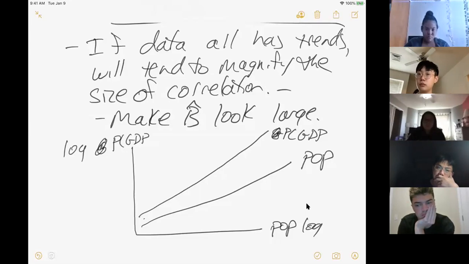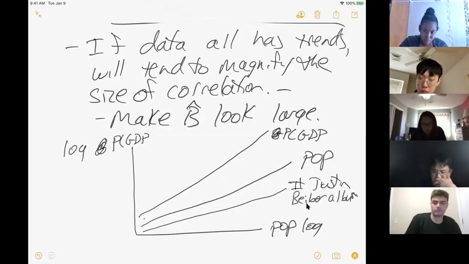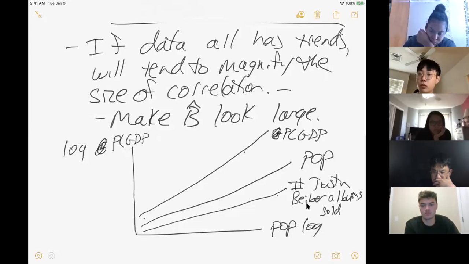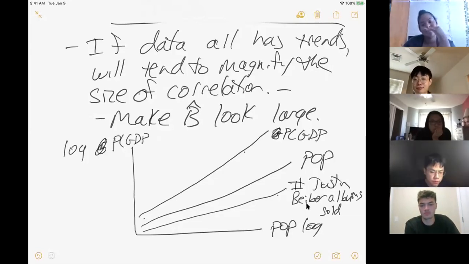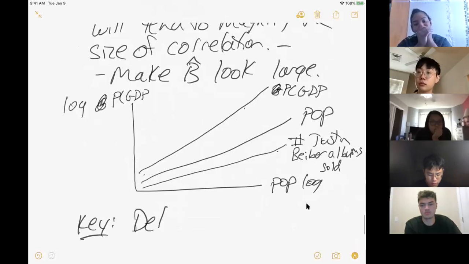Likewise, I could have a different graph here. Let's say that this is the number of Justin Bieber albums sold. That's also going to have a positive trend and tend to go up over time. So what happens if I calculate the correlation between the number of Justin Bieber albums sold and population growth? I could find a positive correlation there. I could say, hey, Justin Bieber is causing a population boom. But that's stupid, right? It's appearance of a correlation because they both have trend. So the key here is that we need to think about detrended data.